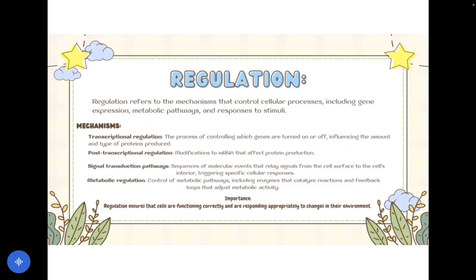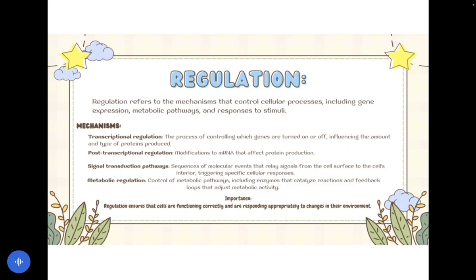Signal transduction pathways, sequence of molecular events that relay signals from the cell surface to the cell's interior, triggering specific cellular responses. So, din na occur ang paracrine signaling kanina. So, magsisend na usa na cells and molecules signals sa target cells para yun na target cells mag-work na siya or magkayoon response.